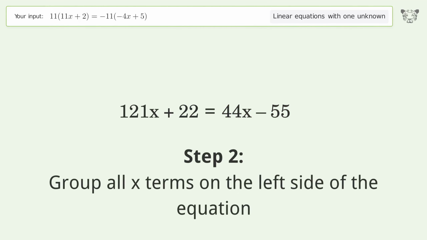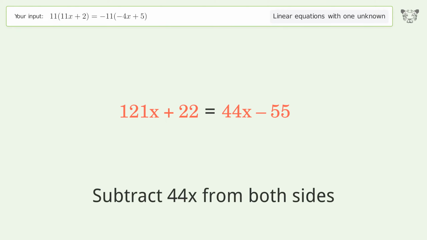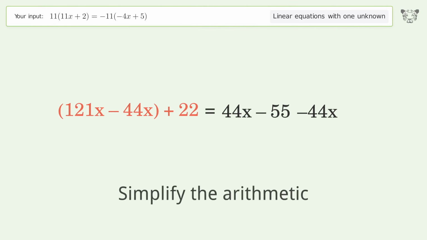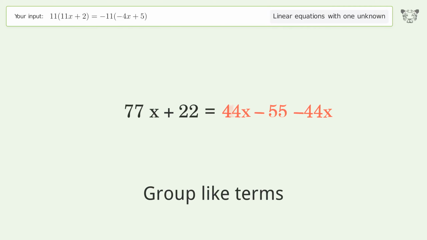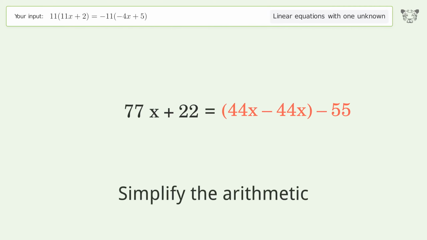Group all x terms on the left side of the equation. Subtract 44x from both sides. Group like terms. Simplify the arithmetic. Group like terms. Simplify the arithmetic.